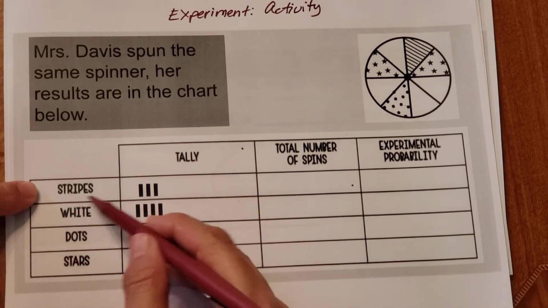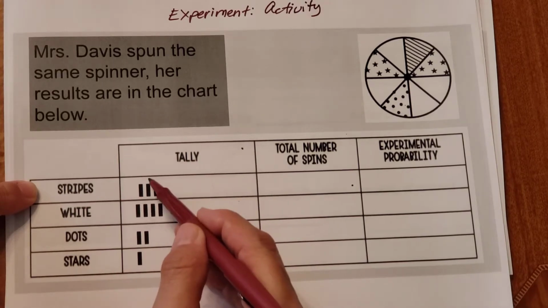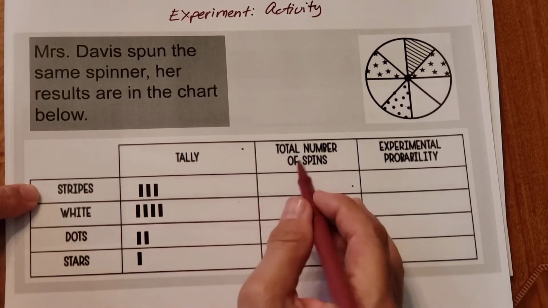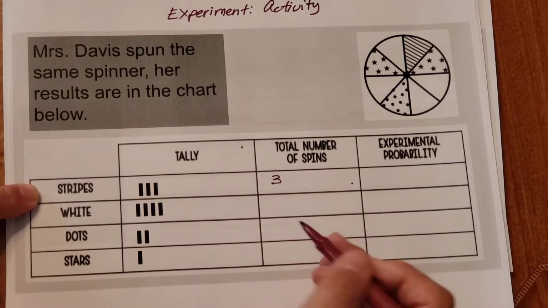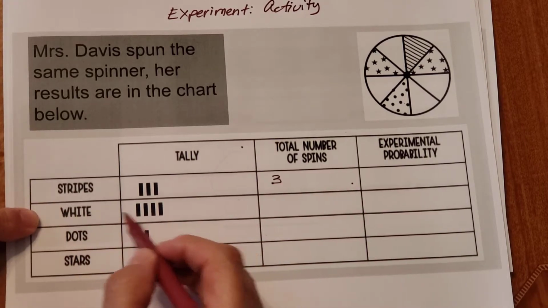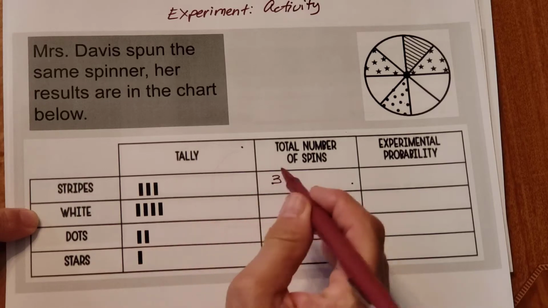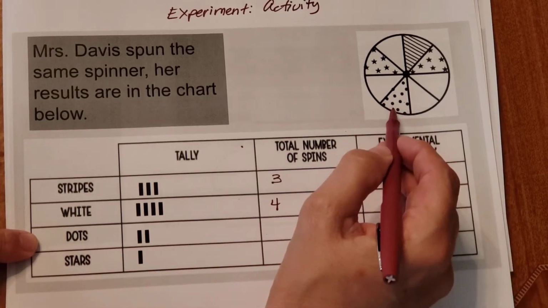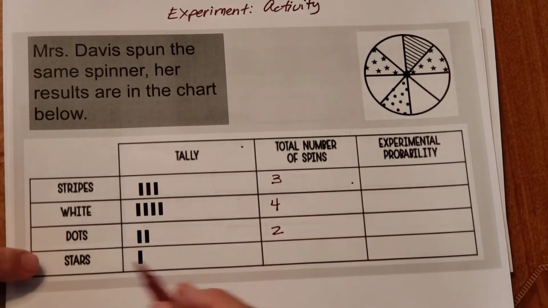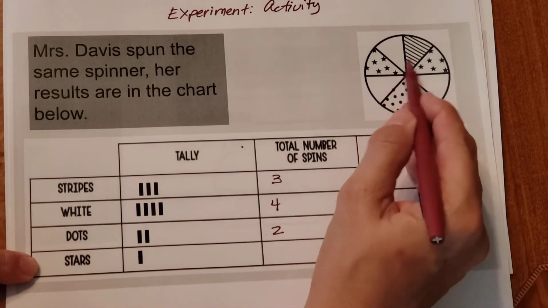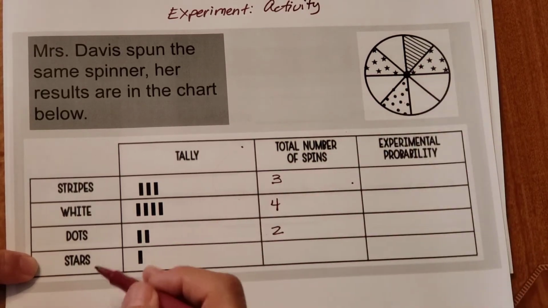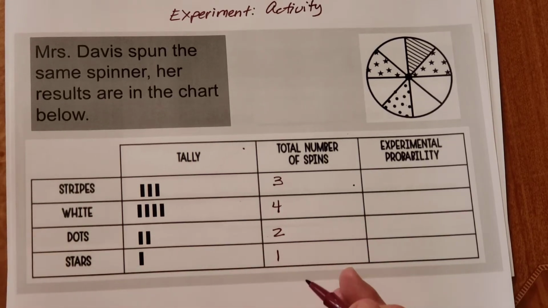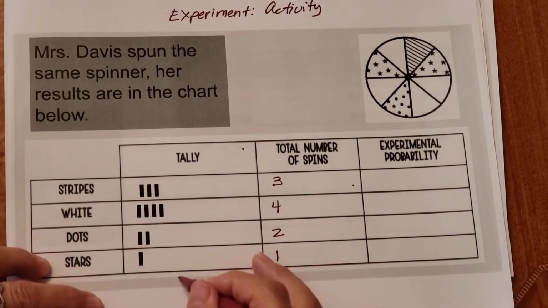So this says that each time she hit the stripes, you put a little dash, which means the total number of spins that she did for stripes was a 3. And then when you count the tally marks and how frequently this happened for the whites, it came out to a 4. If you count how many times that the one with dots came up, it came up 2 times in her game. And then if you count how many times the stars came up, even though there's 2 in this thing, when she was doing the experiment, it only came up 1 time.